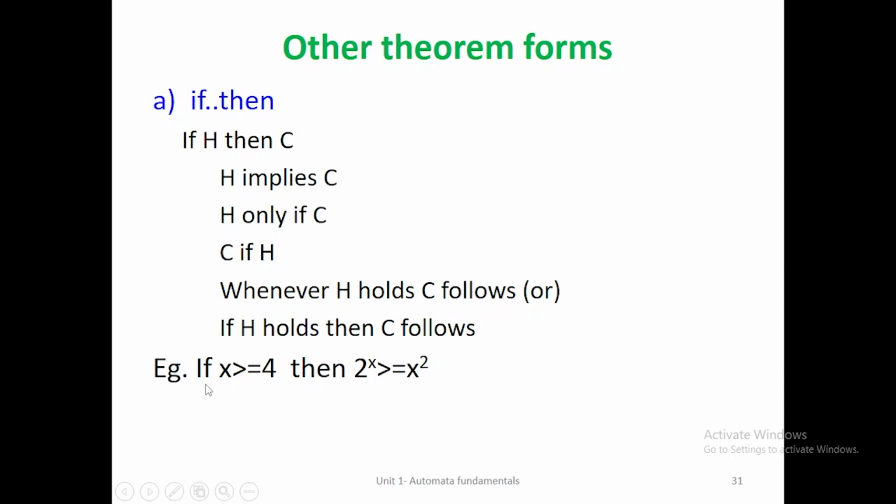Here, the example statement is in if H then C form. So other theorem forms mean we can write the same sentence in these 5 different methods. So how can you write this? X greater than or equal to 4 implies 2 power x greater than or equal to x squared. Based upon the second one, x greater than or equal to 4 only if 2 power x is greater than or equal to x squared. So the same statement can be rewritten in these 5 different categories, but the meaning is the same. This is under the other theorem forms category.